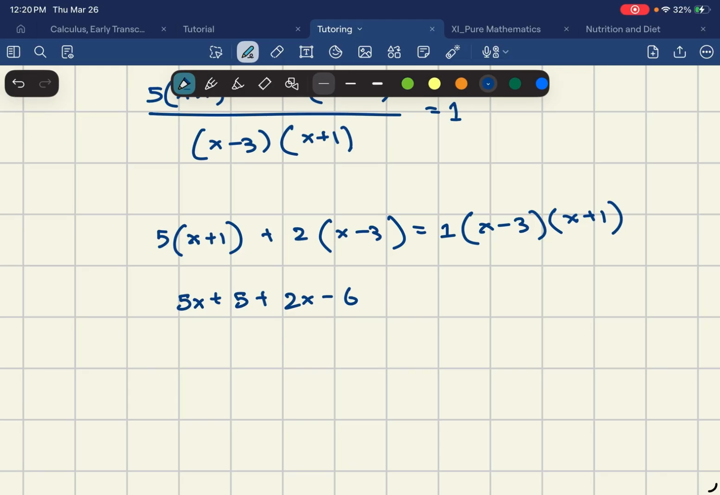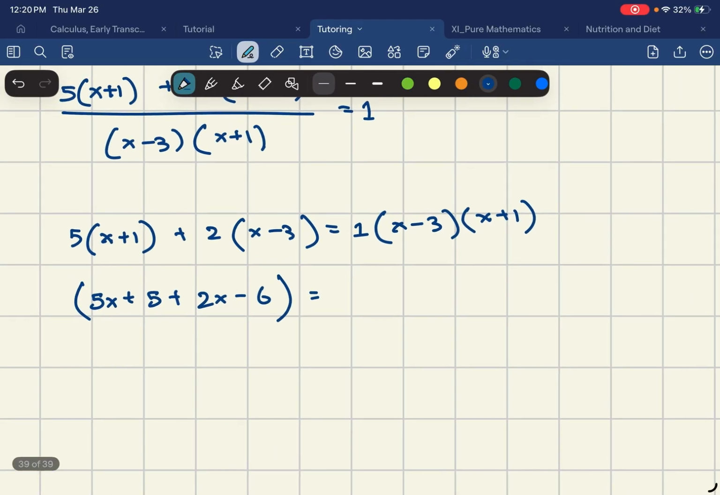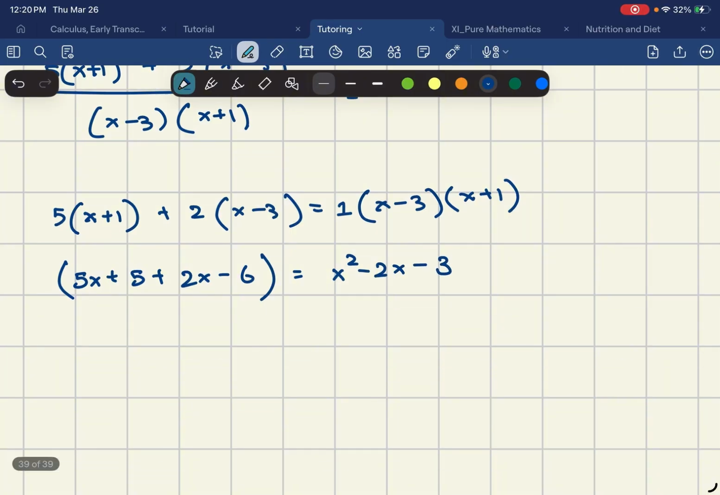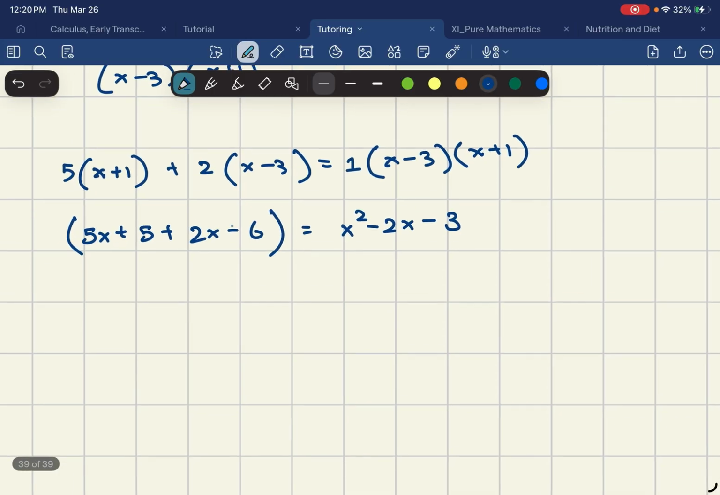So when I expand the bracket on my left hand side, I get this. When I expand my bracket on the right hand side, I get x squared minus 2x minus 3. So that is just quickly simplifying everything. And now, on my left hand side, I can do more simplification. I can write it as 7x minus 1 equals x squared minus 2x minus 3.